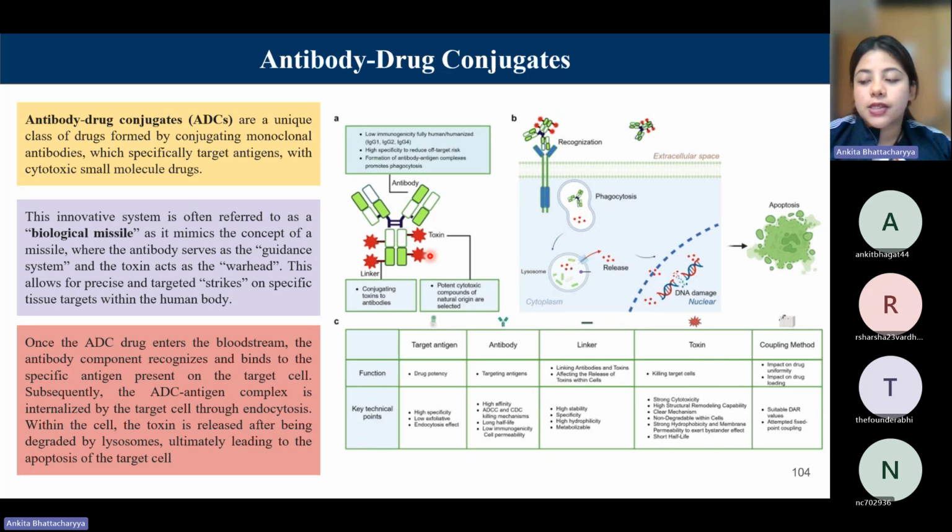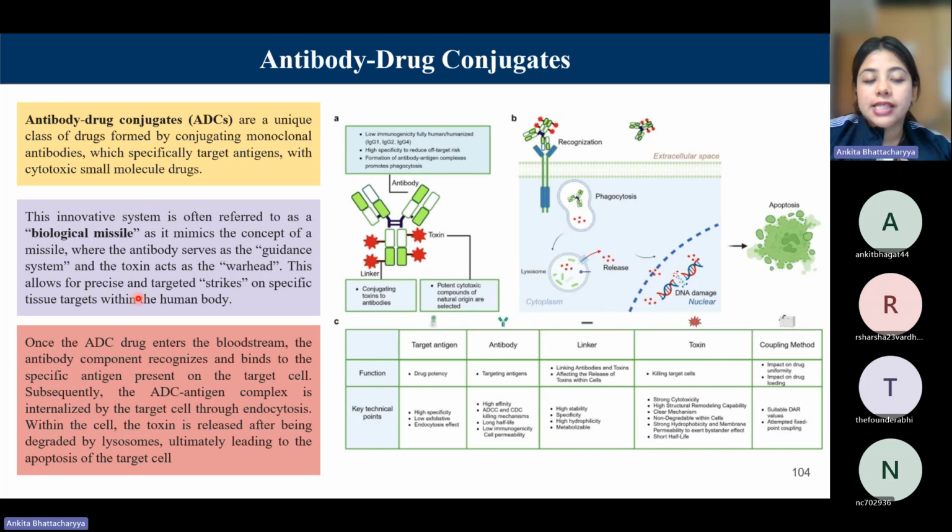So instead of affecting normal cells, you're basically refining the delivery of the toxin. Instead of leaving it in the system, instead of a systemic way of removing cells from the body, you're targeting it only to the cancer cell. So this innovative system is often referred to as a biological missile, as it mimics the concept of a missile where the antibody serves as the guidance system and the toxin acts as the warhead.